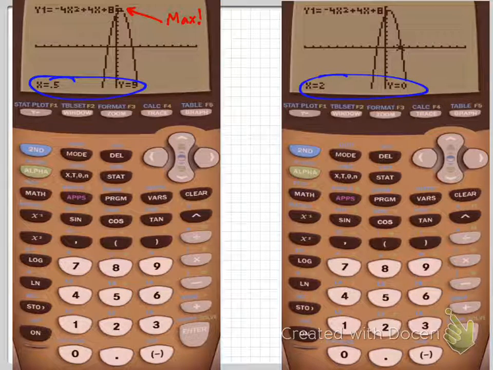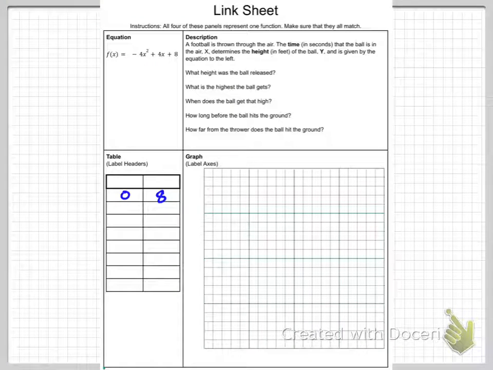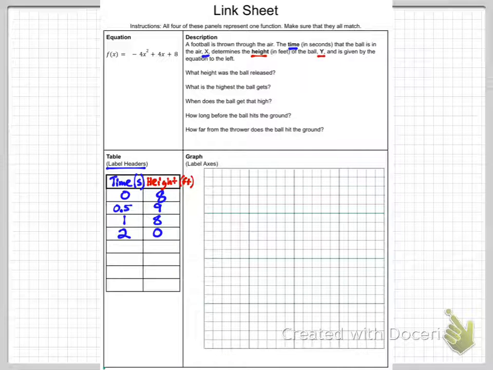Now that we see the overall shape of the graph, we need to write this graph down. One of the challenging things about this is not drawing the entire graph. We only need to draw the part of the graph which shows the football being in the air. So I wrote 0, 8, 0.5, 9, 1, 8, and 2, 0. I don't care about to the left of the y-axis because that's a negative time, and I don't care about below the x-axis because that would be underground. So I'm going to first label my headers here. Notice time is x and height is y, and I put an s after time because that's seconds and feet after y because that's height.